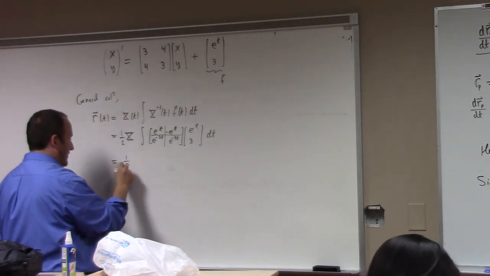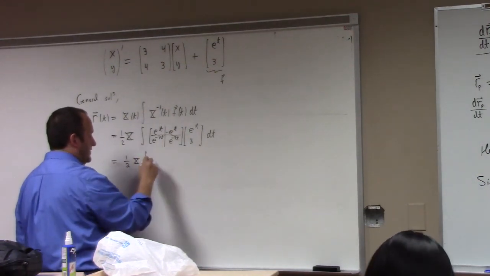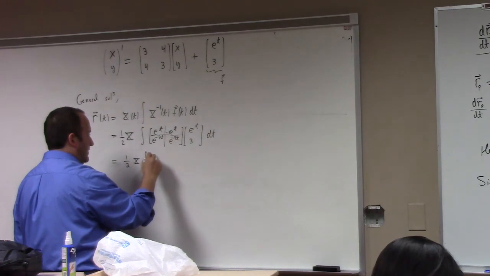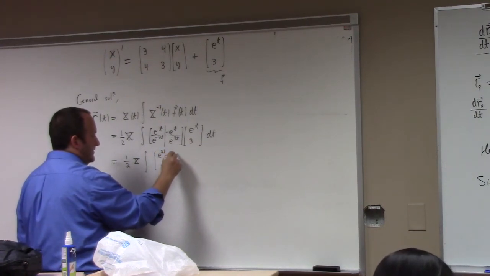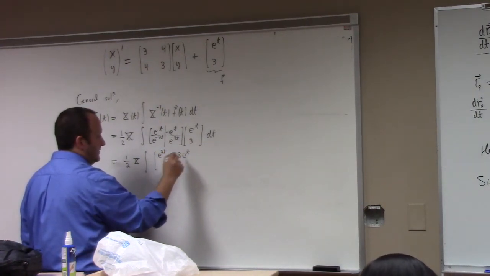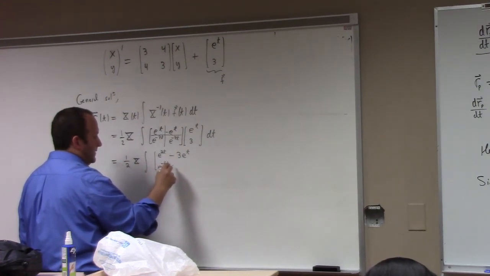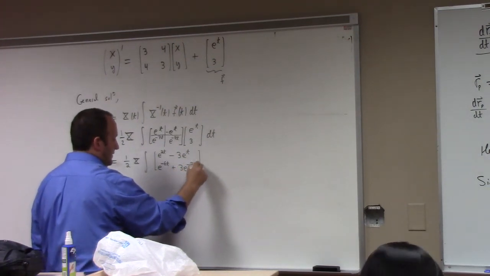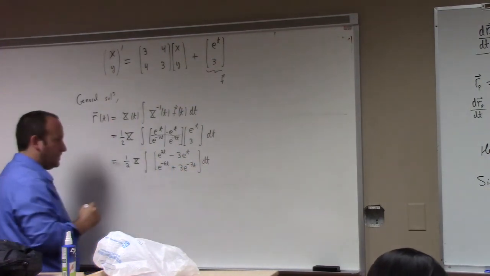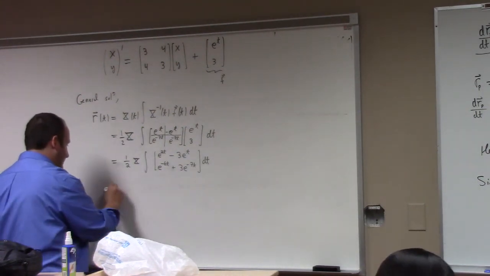All right, so 1/2 times the integral, and then I have to multiply my matrices. So I get e to the t times e to the t, which is e to the 2t, minus 3 e to the t, and then I got e to the minus 6t, plus 3 e to the minus 7t dt. Now, let me just write this. Okay, well, let's get to it.